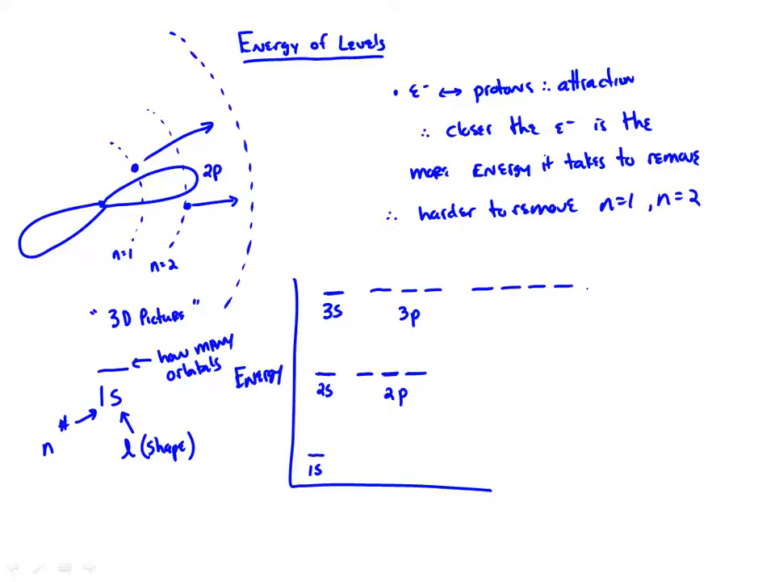Yeah, I can now have d orbitals. And how many d orbitals are there? Yeah, five, because there are five different orientations that we can draw a d orbital for.